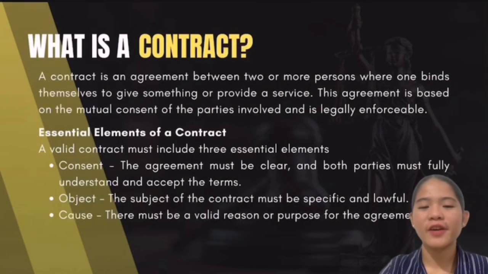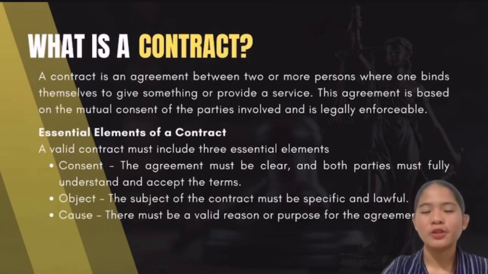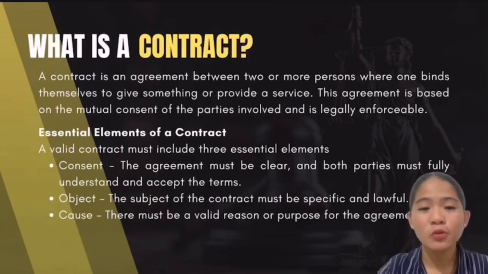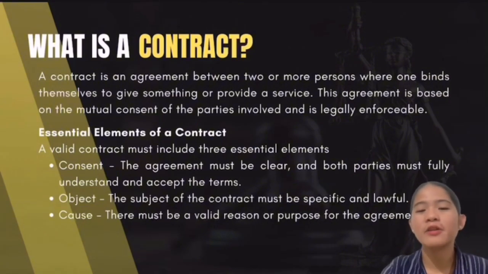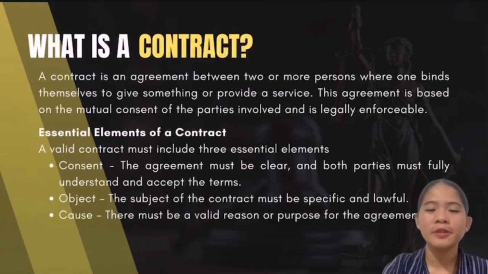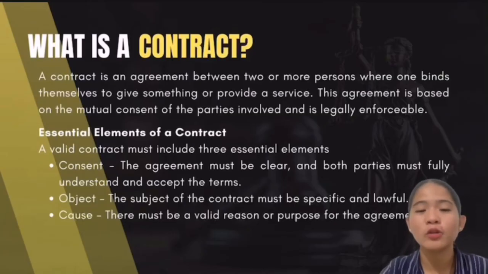And now let's define the term contract. So a contract is an agreement between two or more persons where one binds themselves to give something or provide a service. This agreement is based on the mutual consent of the parties involved and is legally enforceable. So in simple terms, a contract is an agreement between two parties that creates an obligation to do or not to do something. It is legally binding, meaning that if one party fails to comply, the other party can seek legal remedies.